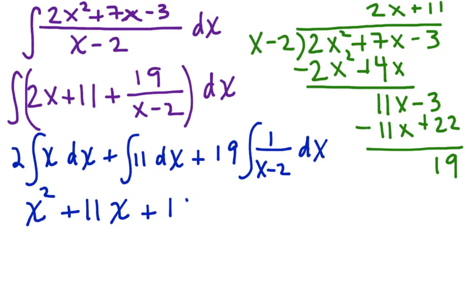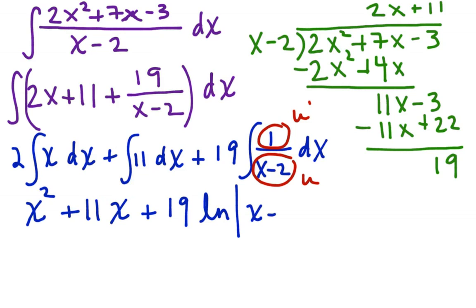Plus the 19, and I notice u, and this is u prime. So that looks like natural log of the absolute value of x minus 2 plus a constant.